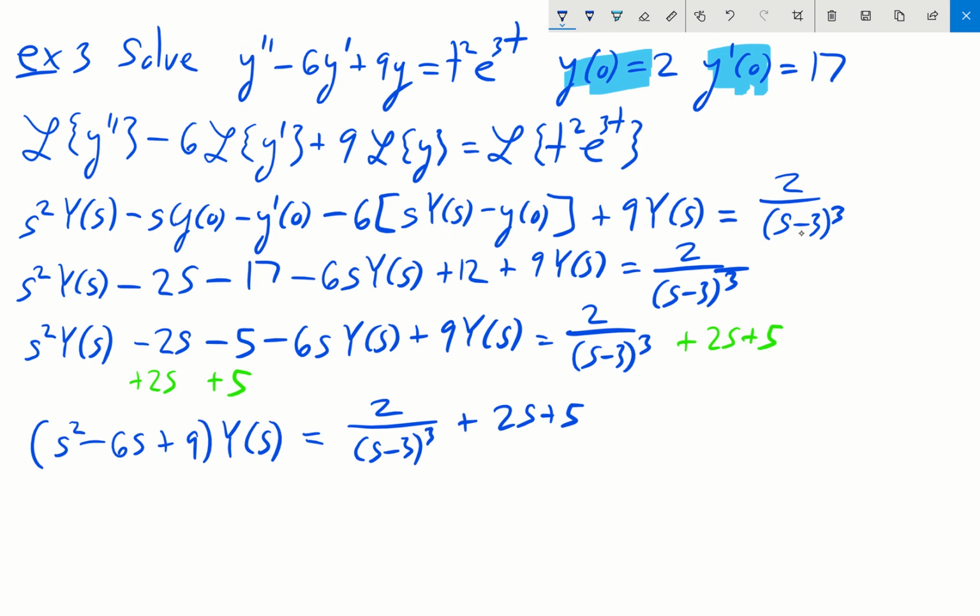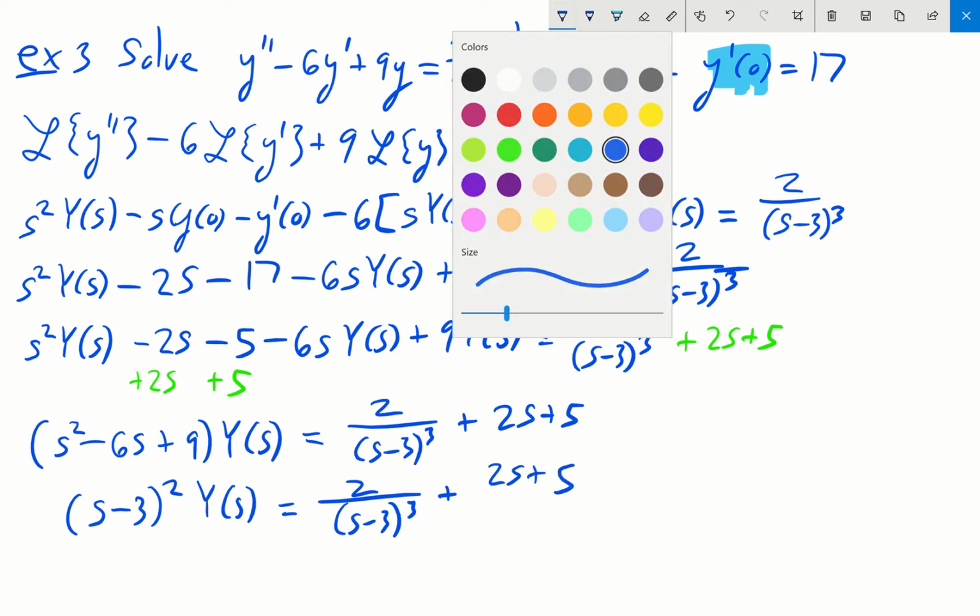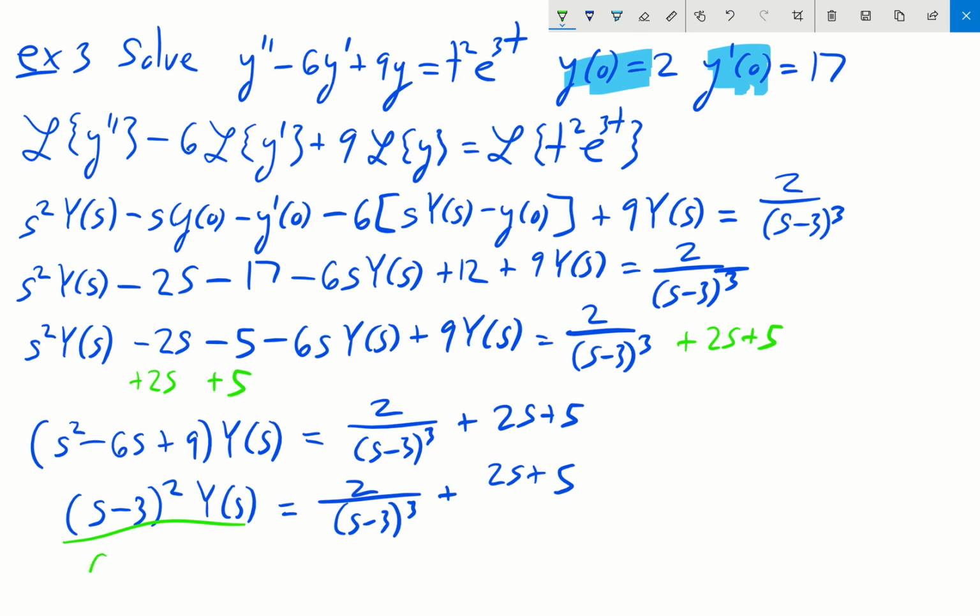And then if we notice, just looking at this thing here, we're going to divide both sides by this factor, but notice this is actually a perfect square. This would factor, which you could do now or you could do in the next step. But this is simply s minus 3 squared. Y of s is equal to 2 divided by s minus 3 cubed plus 2s plus 5, as it is. So we're now going to be able to get y of s by itself. Let's divide both sides by s minus 3 squared. So essentially every term is getting divided by that s minus 3 squared. And this gives us our y of s.